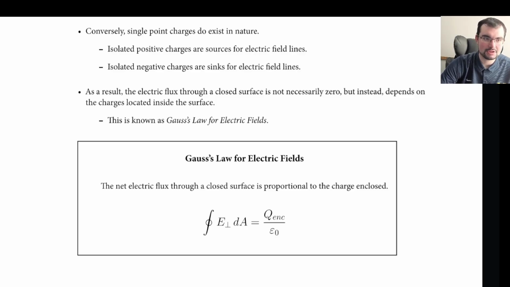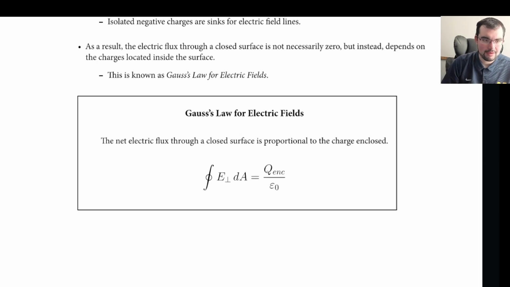And based on the source and sink rule, if I have a bunch of positive charges together, there should be a flow out of that area. And if I have a bunch of negative charges together, there should be a flow into that area. So Gauss's law for electric fields states not that the flux is zero, but that the flux depends on the enclosed charge.